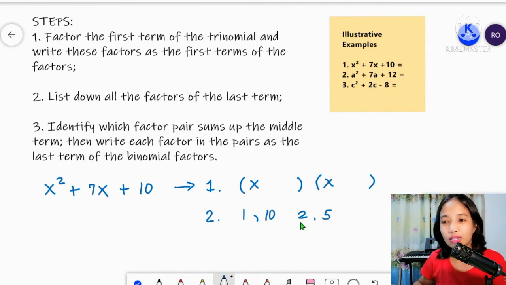Okay, the other one is when we add 2 plus 5, the answer is 7. So, that will become equal to the middle term. So, therefore, ang missing factors dito is 2 and 5. So, we can now rewrite it, okay, as, sa ating third step, pwede na nating isulat kung ano yung missing terms. Okay, so that is x plus 2 and x plus 5.